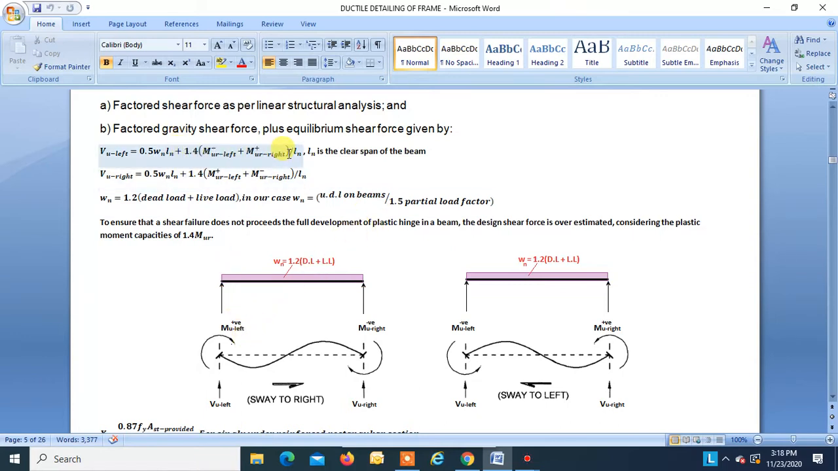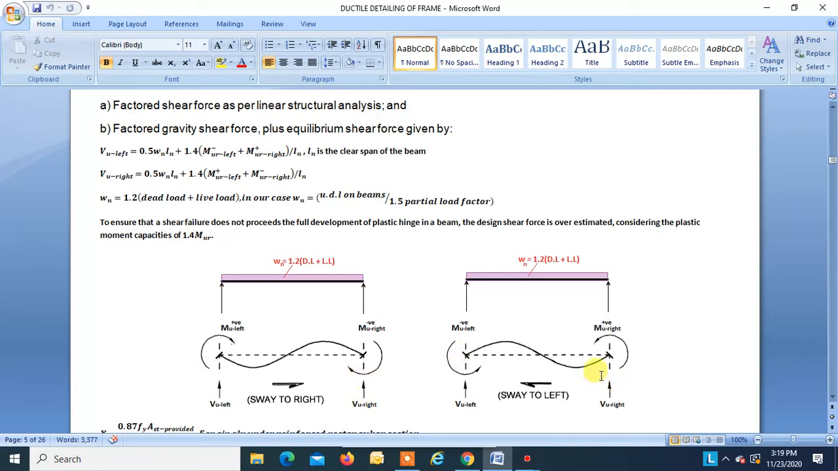Okay, now how do we get this, right? So when there is a sway toward right, then the beam will deflect like this. Okay, so you will have a moment due to this, a moment of resistance, due to the tensile steel provided in the beam, right? So this is sagging, so this is Mu left positive, this is hogging, this is Mu right negative. Okay, so this will give us a shear force. This moment plus this moment divided by Ln will give you Vu left, and similarly we will get Vu right, right?